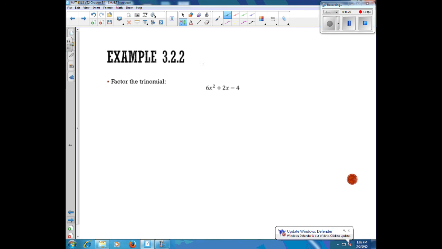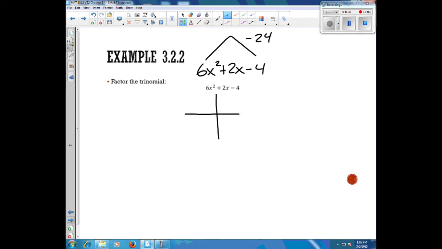We have 6x squared plus 2x minus 4. We're going to take the first number and the last number and multiply them together. 6 times negative 4 is negative 24. So down here we're going to make ourselves a box. We're going to write the coefficient of x in both places, so 6 and 6. And then we're going to split the variable up, x and x.